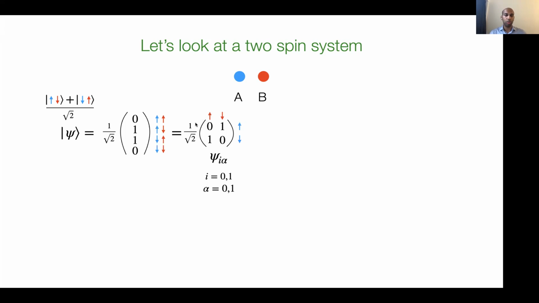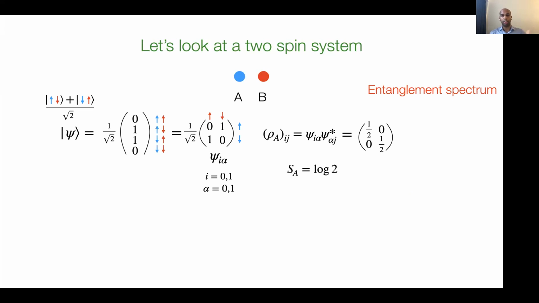The useful part of writing it as a matrix is that you can shortcut the calculation of the reduced density matrix. By just doing matrix multiplication, taking psi psi dagger will give you the reduced density matrix, because you're tracing over the B subspace. For this example, this is the reduced density matrix. You get an entanglement entropy of log 2, but you can also look at the entanglement spectrum. It has two eigenvalues of one half, so it's a delta function with weight at one half.